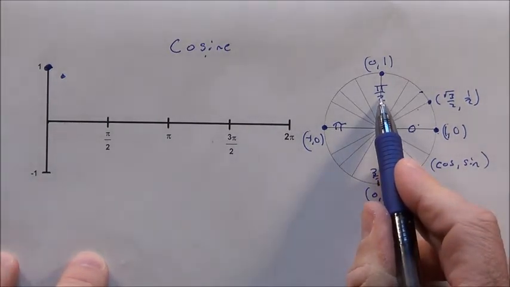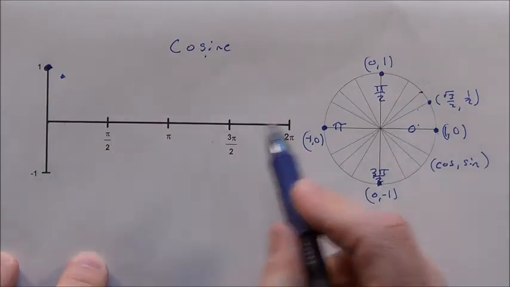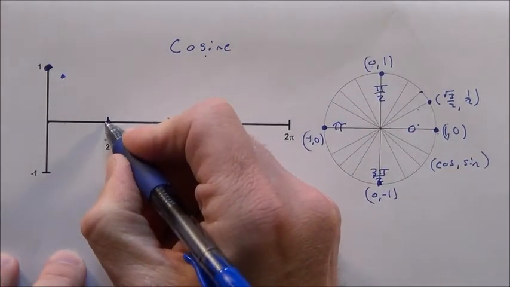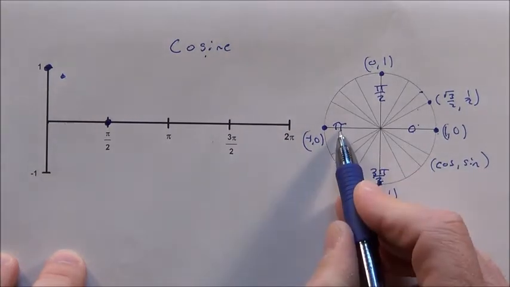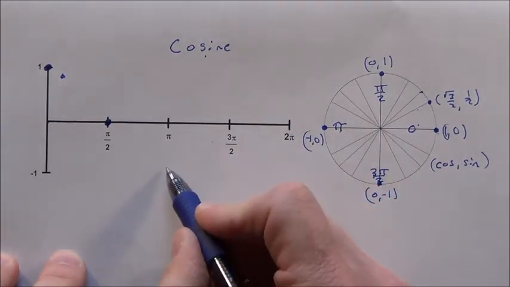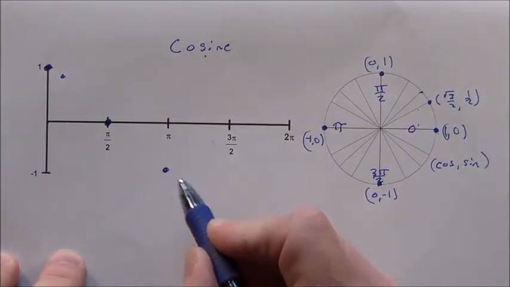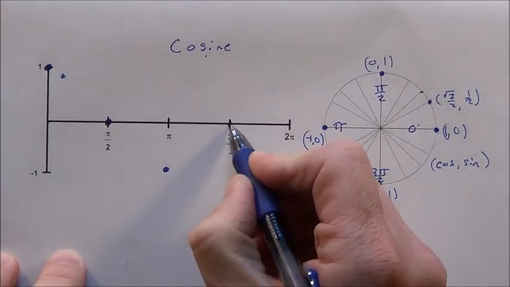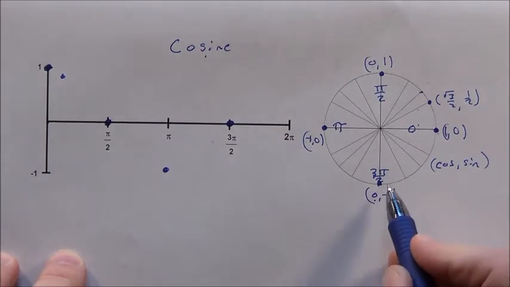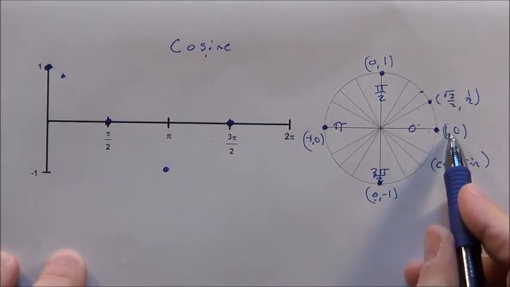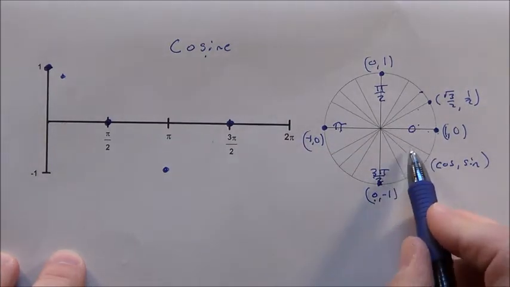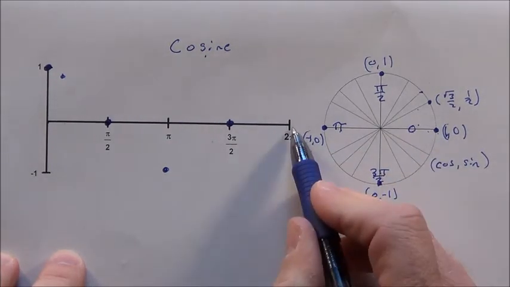Pi over 2, which is right here, the cosine is at 0, so it's right here. When I'm at pi, the cosine is -1, down here. At 3 pi over 2, the cosine has a value of 0, so it's back up to here. And then when you're at 2 pi, you're back at a height of 1.